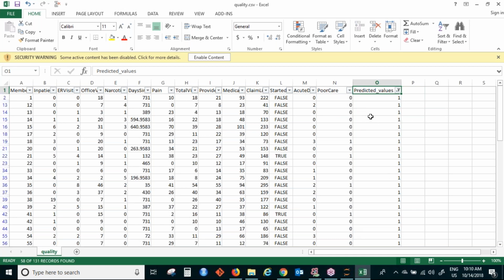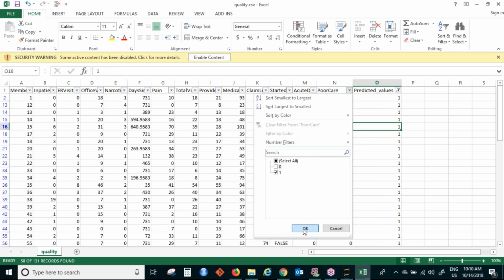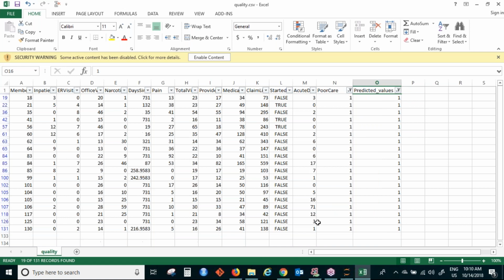Now here I will count how many are actual ones. This is my actual value. I will just count how many are actual ones, so I'll apply another filter here. Now I get a count, and the count is 19. So that means my true positive is 19. I'll note it down. That's it. This is how we do it.